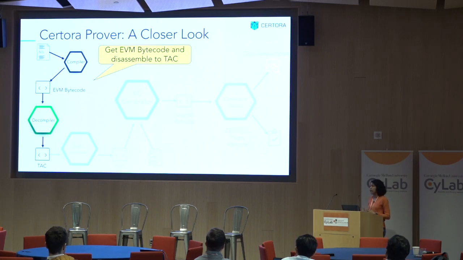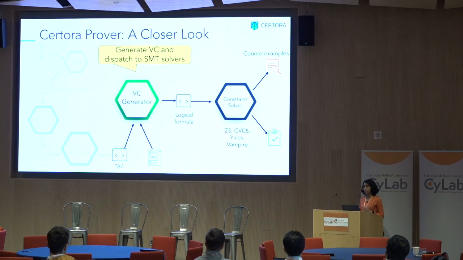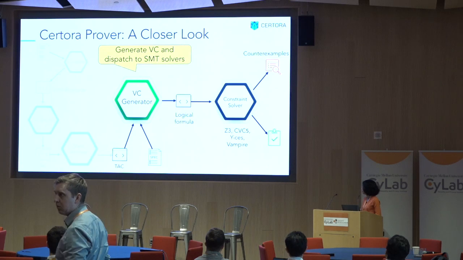Once we have generated the TAC, we do a bunch of analyses at this TAC level, and these all happen statically, without actually running the program. The results of the analyses themselves are not super important, well, they are important, but that's not the final outcome. The analyses really help in simplifying the TAC itself, so that when we eventually generate the verification conditions for SMT solving, the verification conditions themselves become simpler. We're going to see some examples of how these simplifications happen.